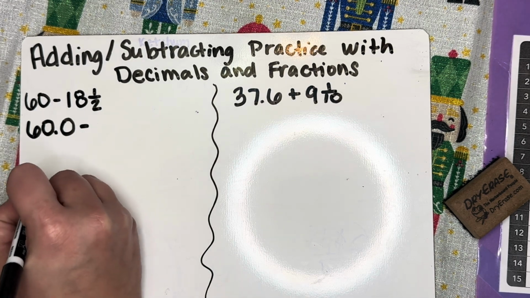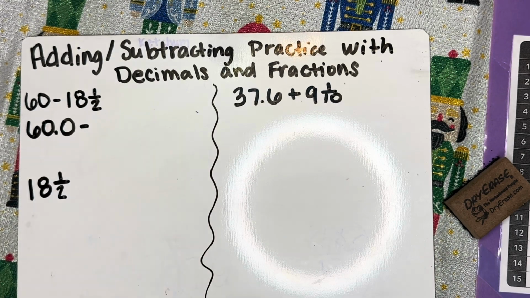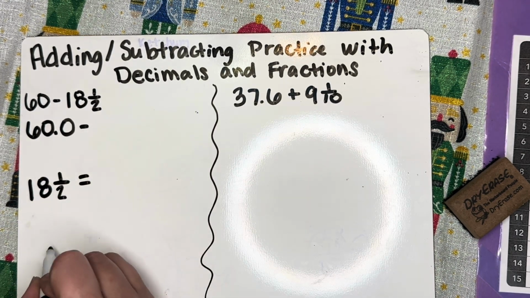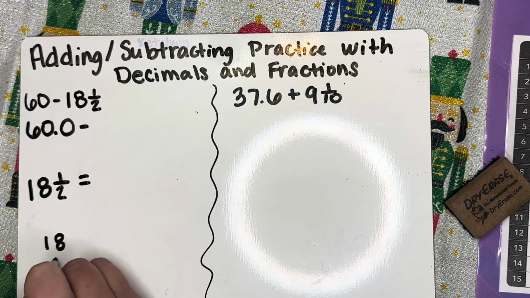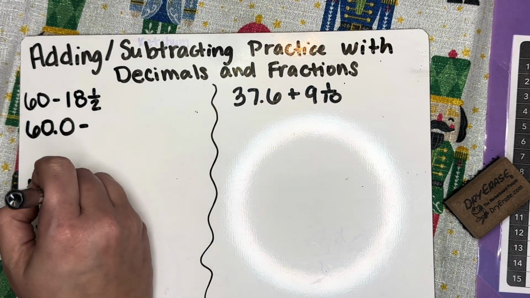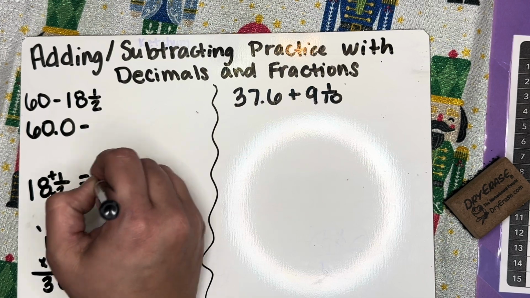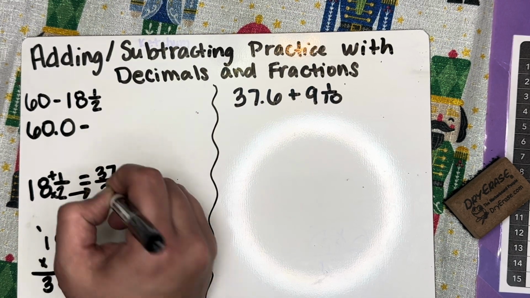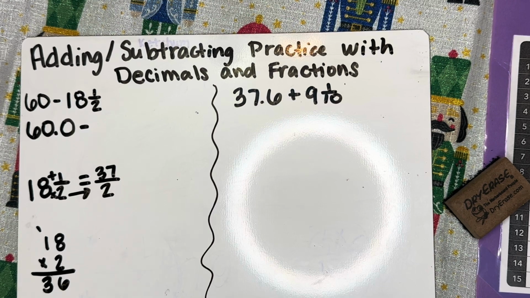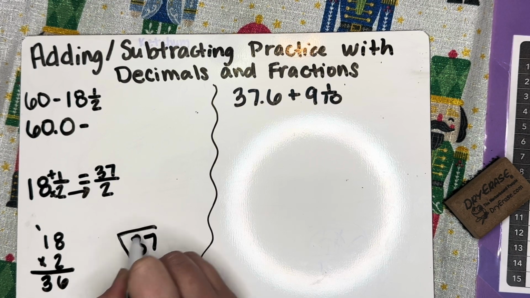So I'm first going to take the mixed number and turn it into an improper fraction. 18 times 2 is 36, plus 1 is 37. Denominator comes across. Okay, so now I have an improper fraction. Now I'm going to divide 37 divided by 2.